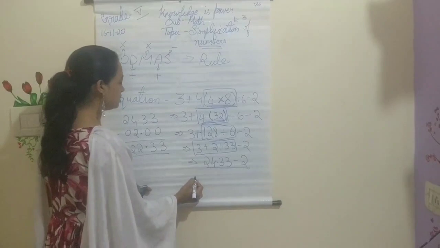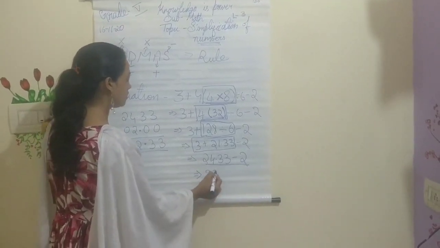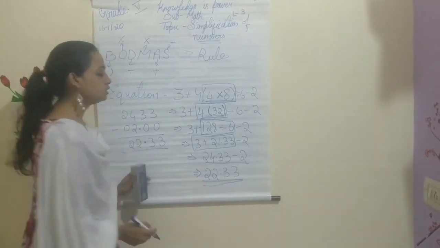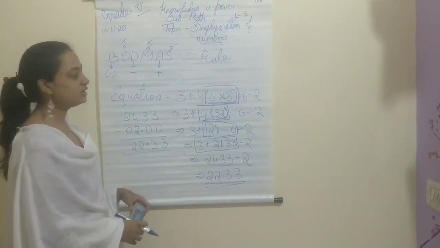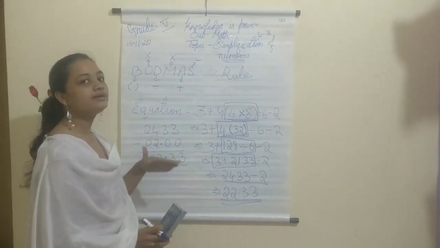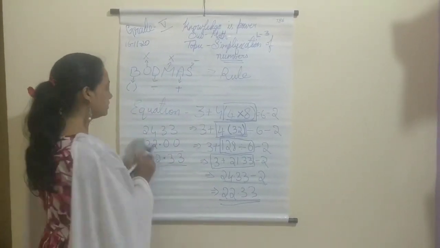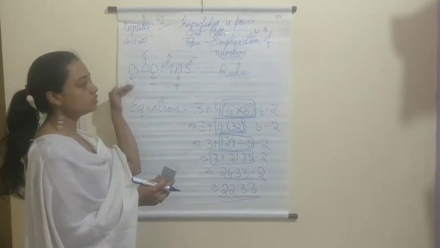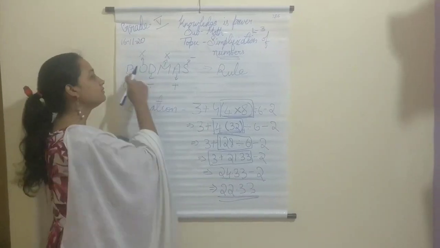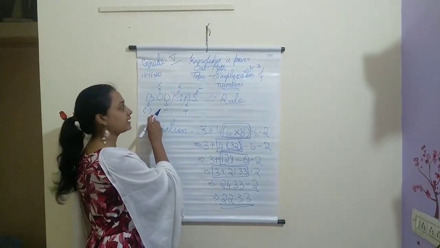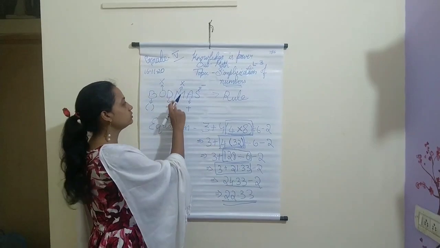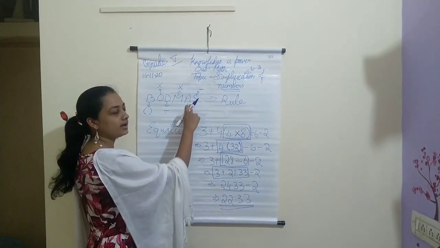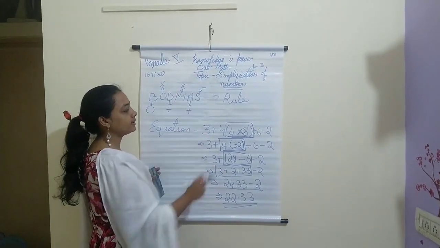So finally, what is my answer I got? After doing all the simplification, my final answer is 22.33. This is called simplification of numbers. So in this, important things to be followed are the rules. BODMAS. B bracket, O of, D division, M multiplication, A addition, S subtraction.